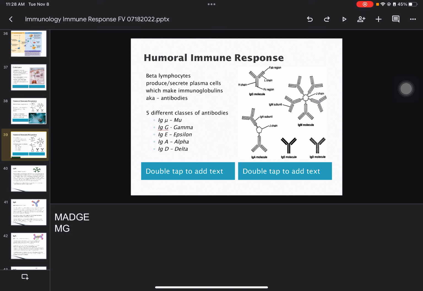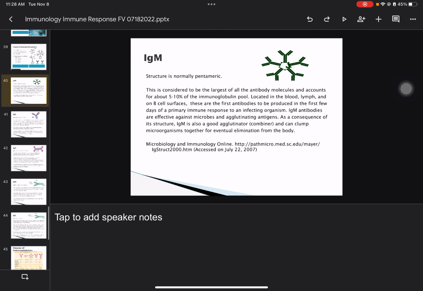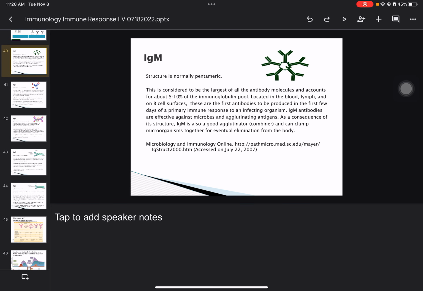So here we have mu. Notice it's very big, it's pentameric, it's got five binding sites. The others are all pretty small, but this one cannot cross the placenta. The others can. IgM, mu, is the first one to respond in an infectious process. It shows up early. It can destroy and lyse microorganisms, it can initiate the complement cascade, and it can neutralize viruses and toxins. But it has a short half-life. It's only there for a little bit, but it only needs to be because the most important immunoglobulin is coming really quickly.